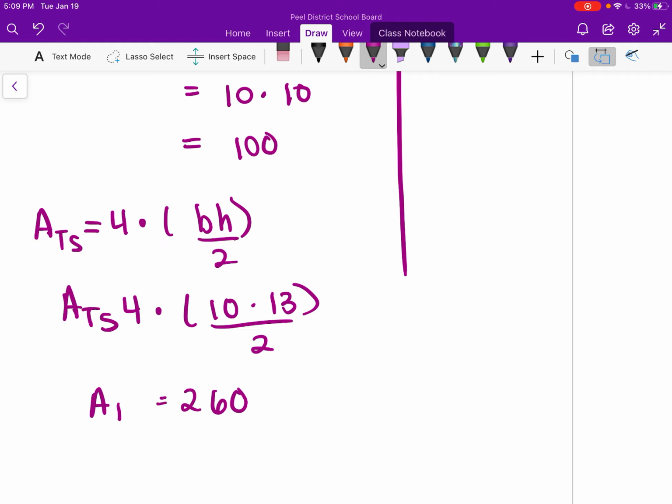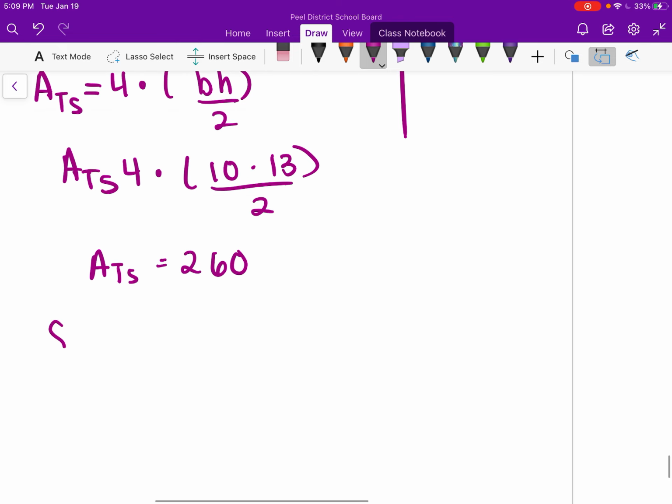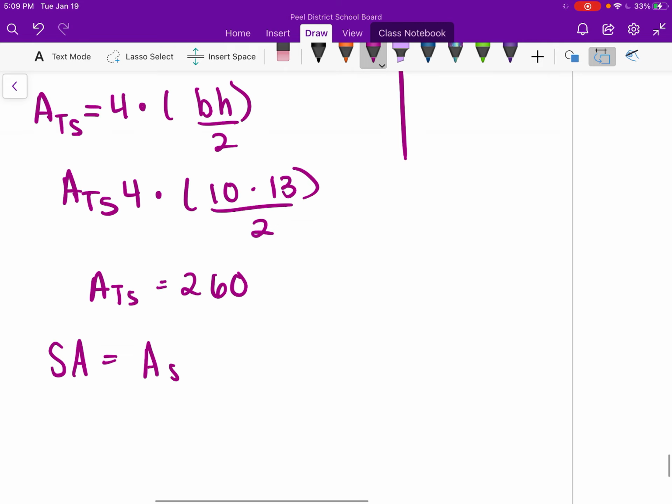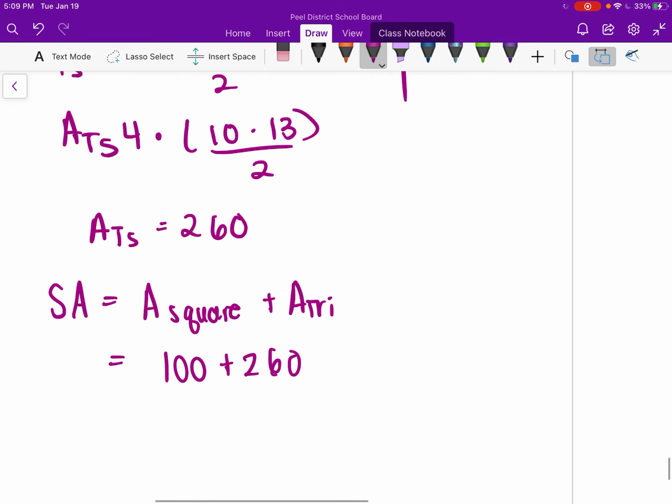And I know that my entire area, so my entire surface area, is the area of the square plus area of the triangles, which is 100 plus 260 is equal to 360 centimeters squared.